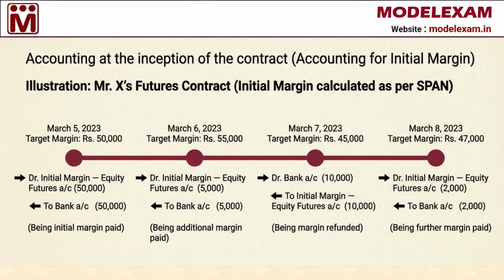By March 7th, 2023, the market moves in his favor and 10,000 rupees are refunded to his bank account. Finally, on March 8th, 2023, he pays another 2,000 rupees to meet the new target. This shows how your margin account is constantly adjusted.